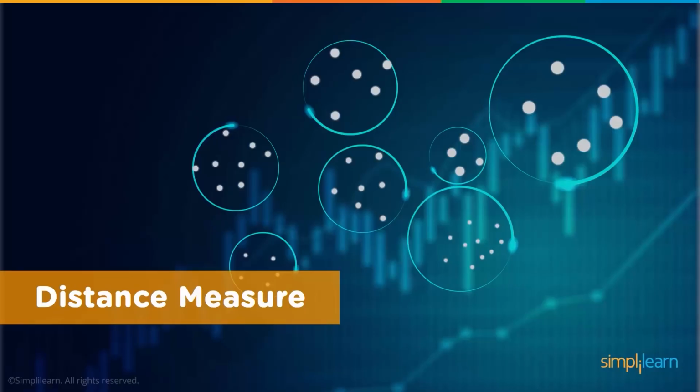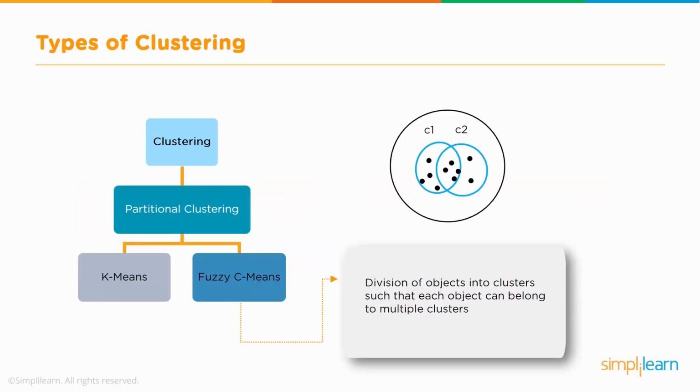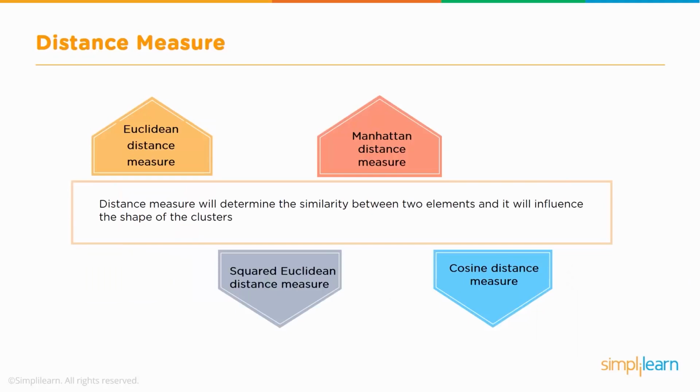So clustering, specifically k-means clustering, uses distance measure. So let's take a look at what distance measure is. While these are different types of clustering, in this video we will focus on k-means clustering. So distance measure tells how similar some objects are. So the similarity is measured using what is known as distance measure.